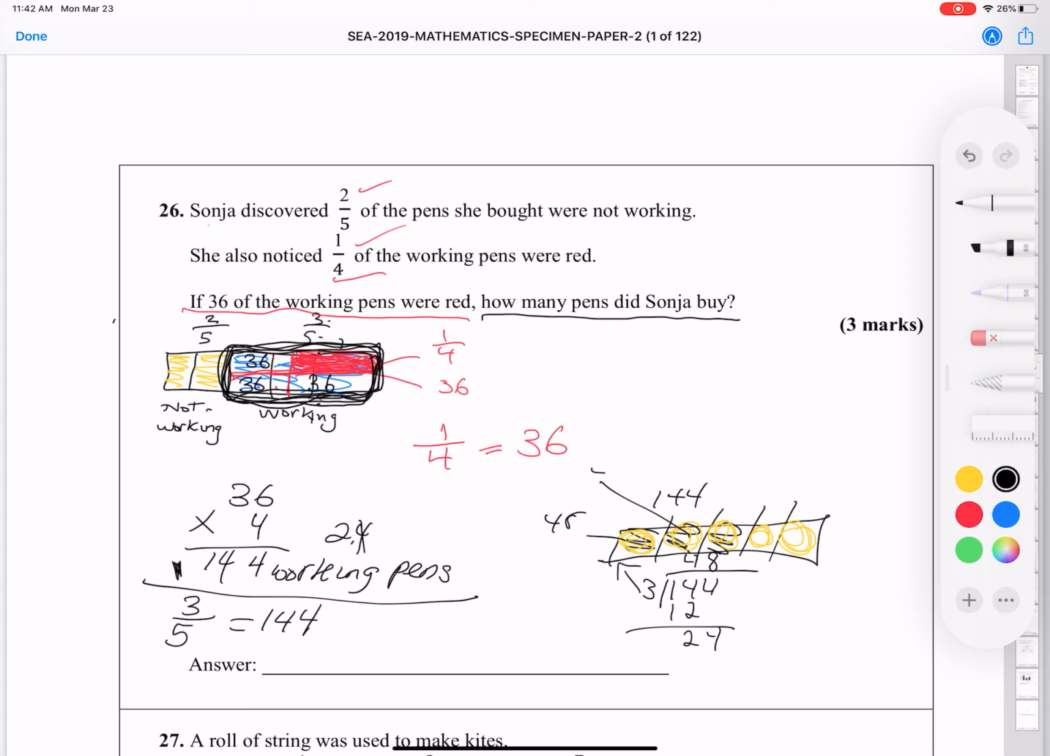48, 48, 48, 48, 48. 5/5 in a whole, so you multiply 48 by 5. 8 5s are 40, 4 5s are 20, and 4 make 24. In total, Soja bought 240 pens.